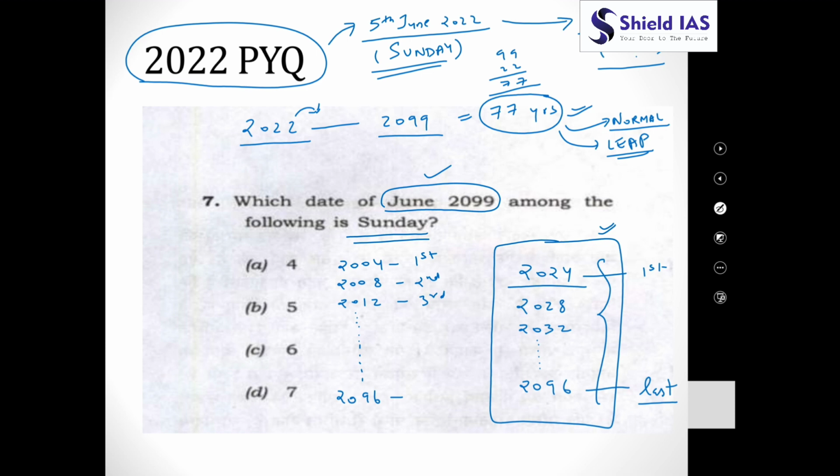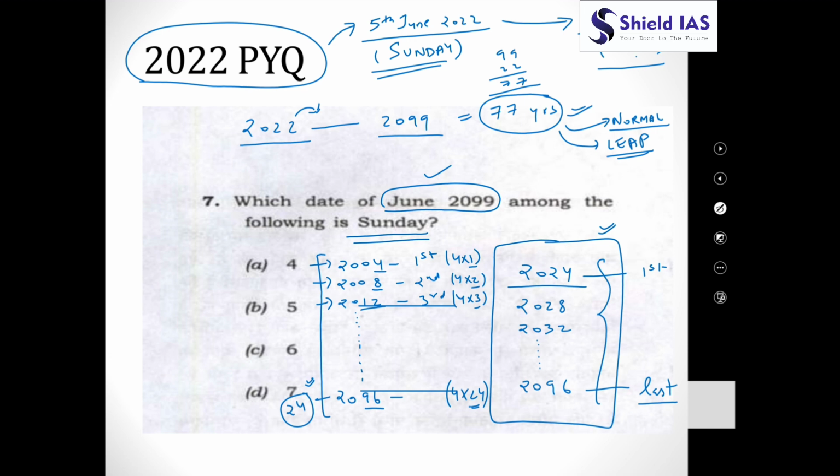What will be this number in the sequence? So 2004 is 1. Just see this pattern: 4, so here it is 4 into 1. Here it is 8, here it is 4 into 2. Here it is 12, which means 4 into 3. So the last two digits come out in the third position, the second position, the first position. So how can we write 96? 96 can be written as 4 into 24. So we can directly say that 2096 is the 24th number in this sequence.